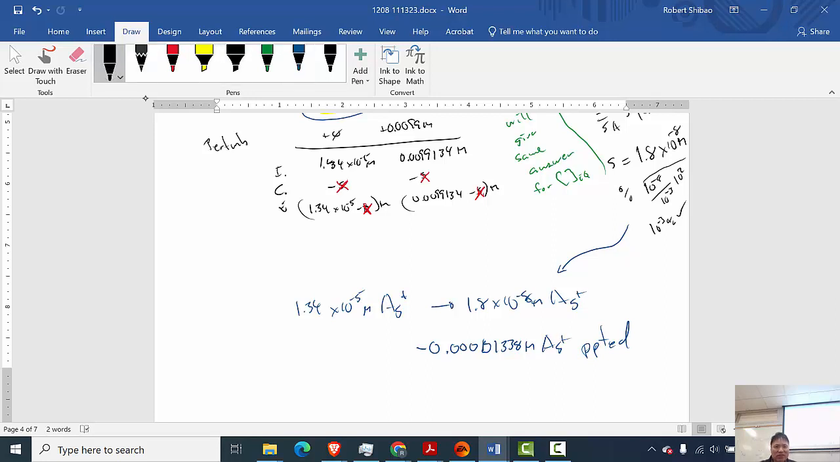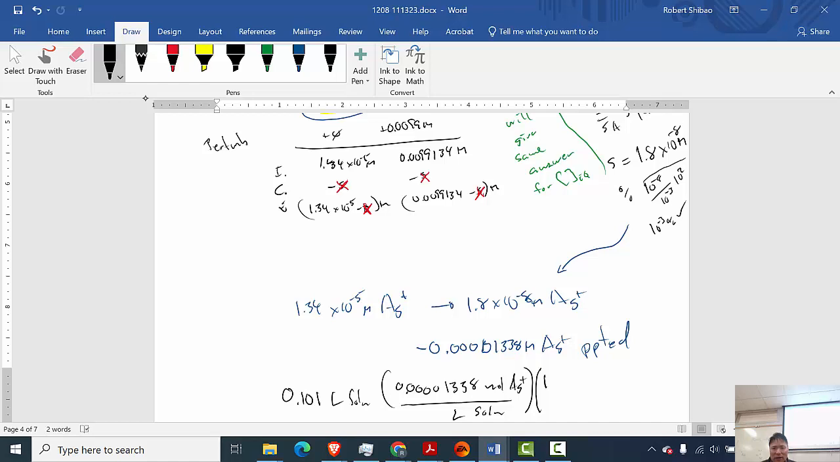All right, so what I'm going to do is calculate how many grams that would be. That was 0.101 liters of solution times 0.1338 moles of silver ions lost per liter of solution.